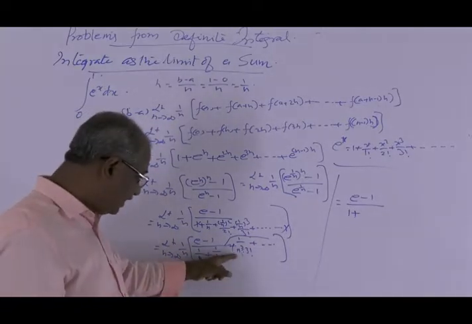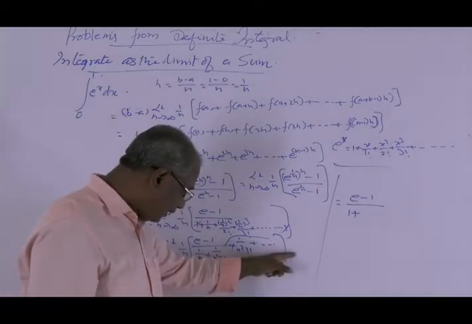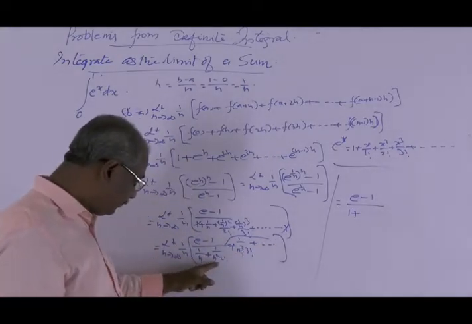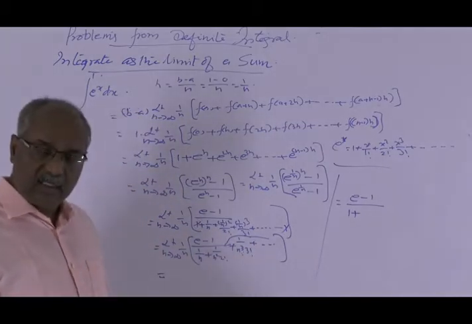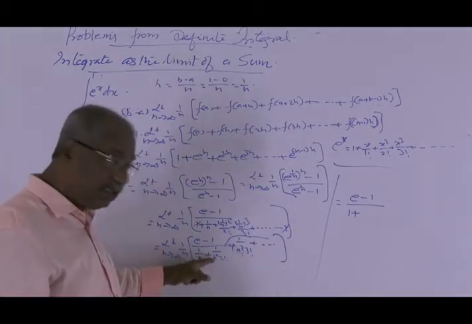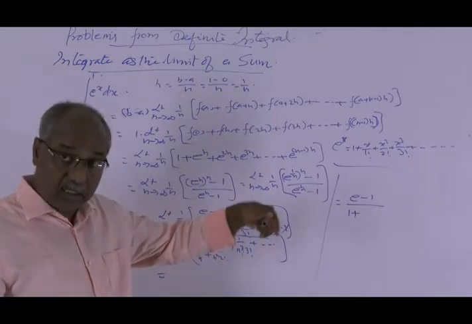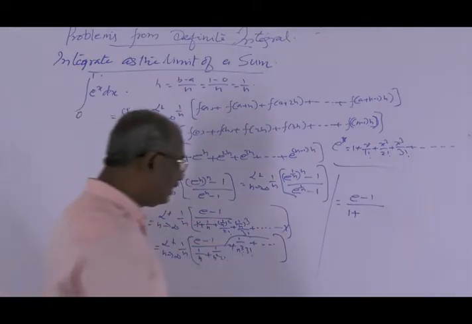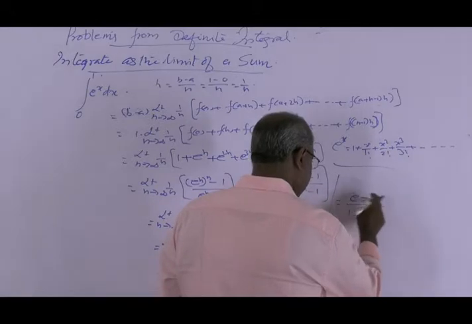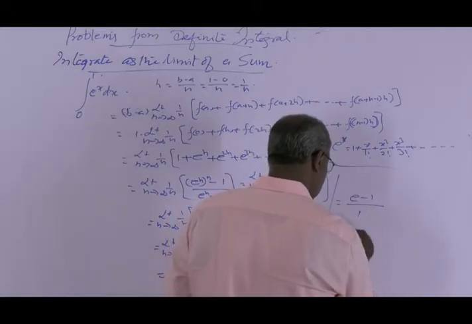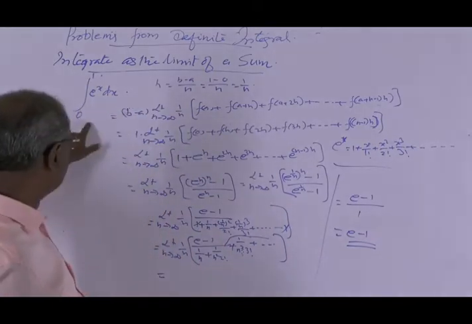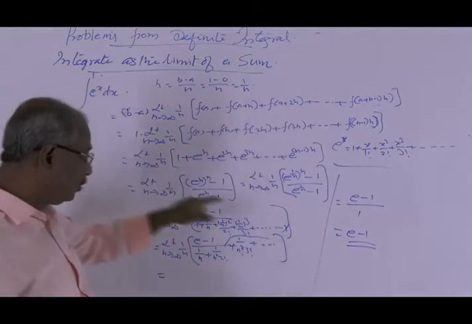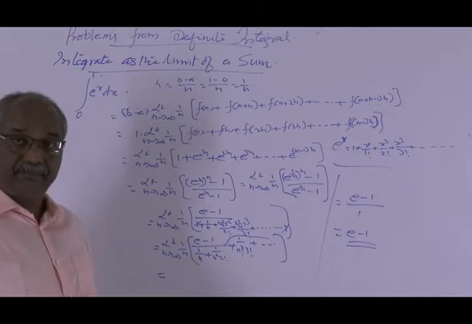And hence after the first term, all the terms will involve an n in the denominator, so all the terms will become 0. So this is equal to (e minus 1) divided by 1, which is equal to e minus 1. So integral 0 to 1 e raised to x dx is equal to e minus 1.